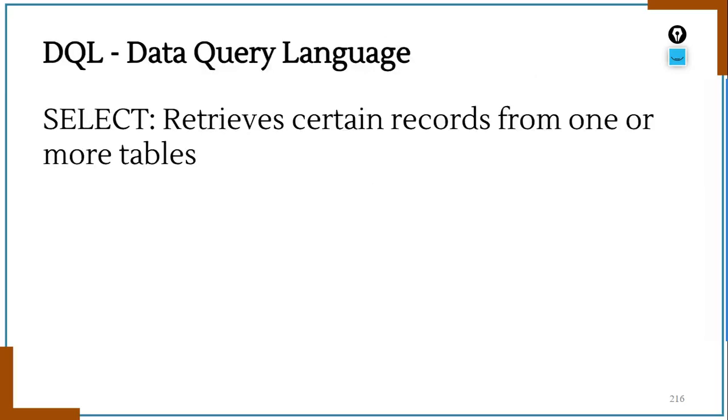Then data query language. In this we have the select query, which is used to retrieve certain records from one or more tables, giving us a complete view of our table and the records available in that table. Other than this, we also have DCL, data control language, which is used to check whether a particular transaction is executed properly or not.